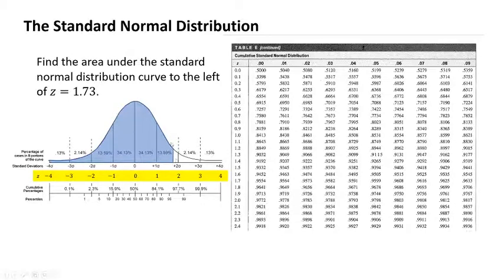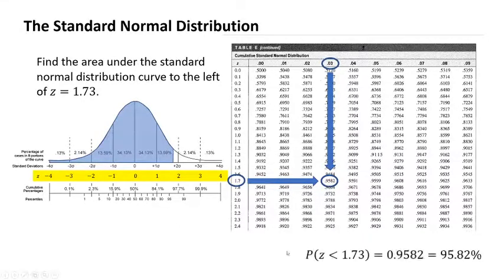Now that we're on this side, are our values going to be greater than 0.5 or less than 0.5? Think that to yourself as we're doing this. 1.73 is going to be this portion of the table. 1.73, that's right here, 0.9582.